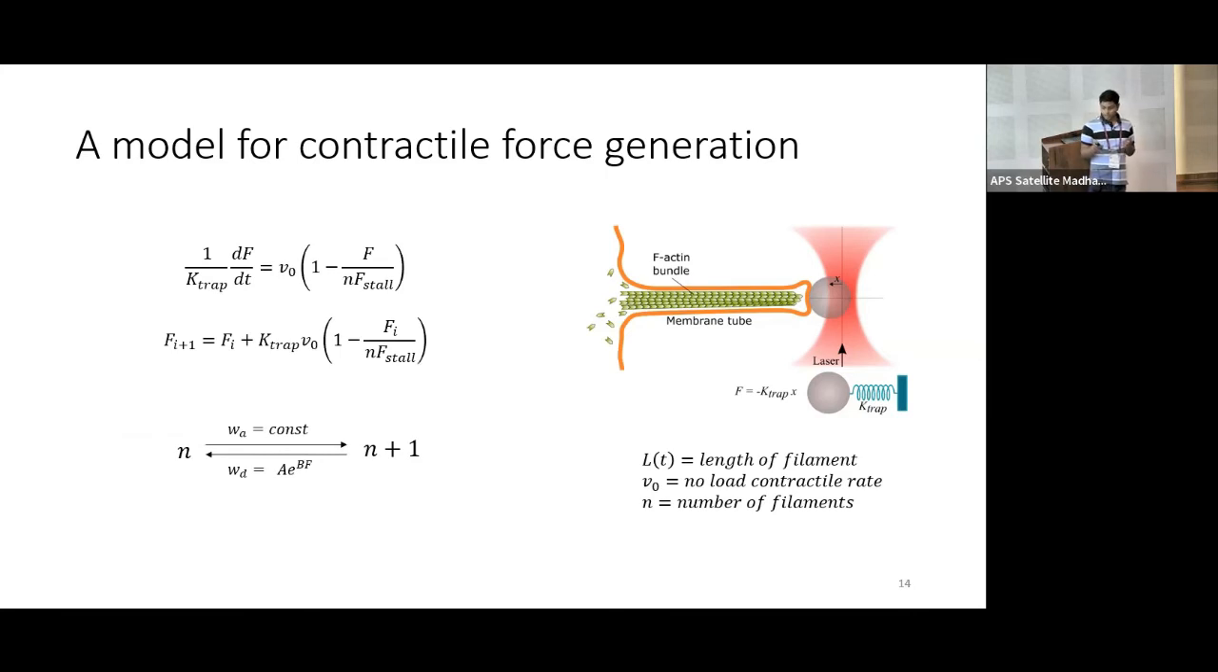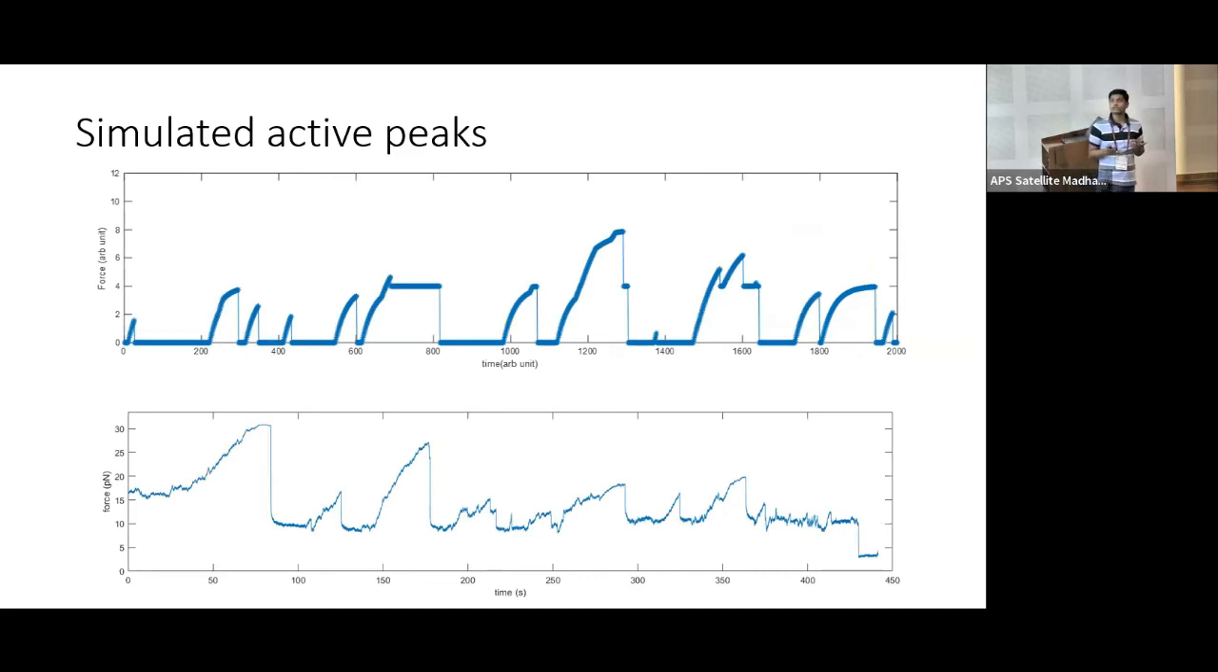And now what we can do is discretize this equation, and then we can introduce the stochasticity by introducing a constant rate at which the number of filaments increases, and at some rate some filaments get detached. That is an exponential function of the load. And when we run the simulation with this, we are able to generate similar peaks. The lower one is the actual experiment, the upper side is the simulated active peak.